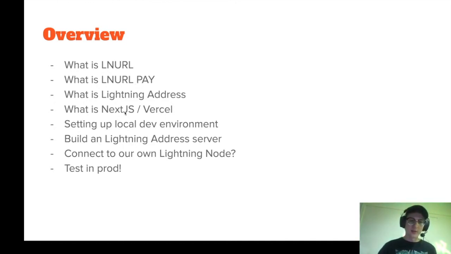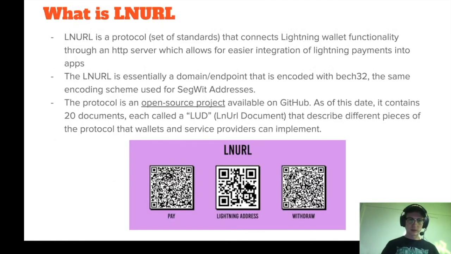We're going to talk quickly about what NextJS and Vercel are. We're going to set up our local dev environment, and we're going to build a Lightning address server. And then we're going to connect to our Lightning node, and of course, test and prod. So let's get into it. Starting with what is LNURL.